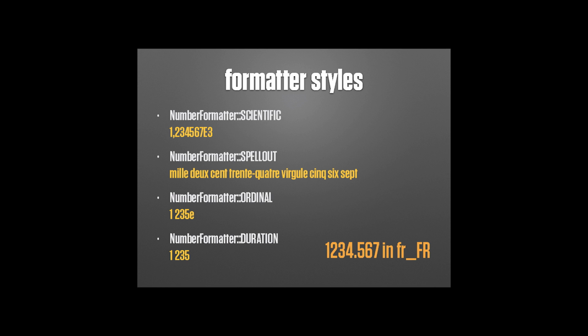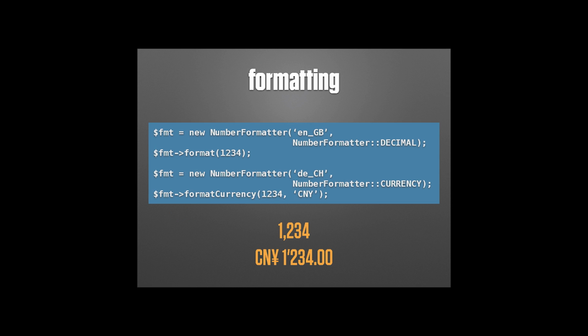Ordinal is things like first, second, fourth, and so on, with the appropriate suffix or prefix or whatever else the language has. And duration treats it as a segment of time. So even in the US, like here, it just gives you this number rounded up. In the US, it actually gives you hours, minutes, seconds, with colons between them for the English locale. It's really easy to use. You just instantiate a formatter for the locale that you need and the style, and just say format, and boom, it comes out there.